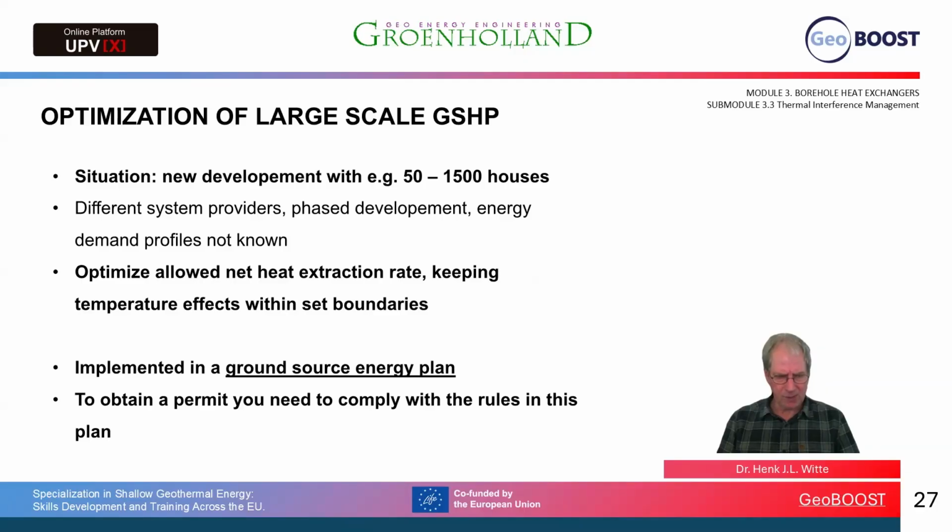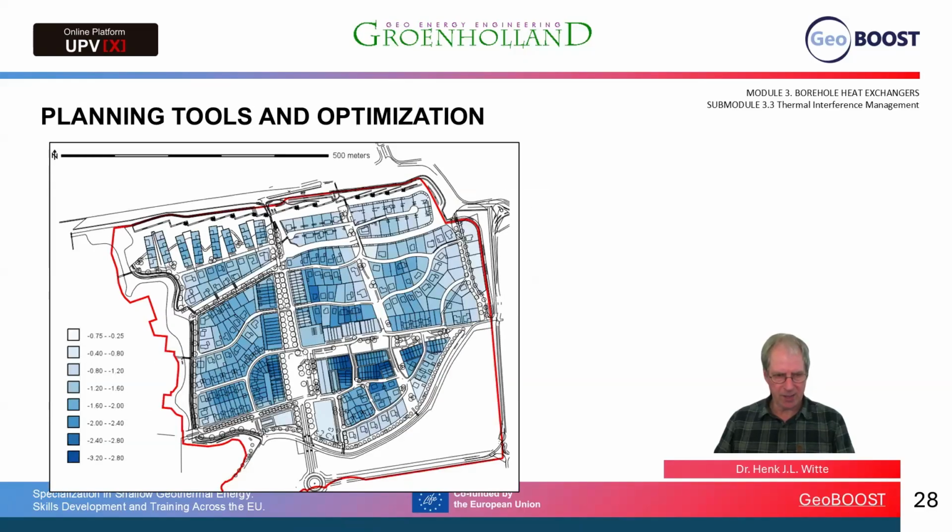We can implement it, or it is implemented in the Netherlands in a ground source energy plan. And that means that if you want to have a permit, you are obliged by law to comply with the rules in this ground source energy plan. It looks a little bit like this, where at the end of the day, you get a map and a database of allowed heat extraction rates for every lot. You can see that small lots that are close together will have a lower temperature and hence a smaller allowed heat extraction rate, and larger lots that are on the edge of the planning area will be allowed a larger heat extraction rate because they have less effect on the surroundings.